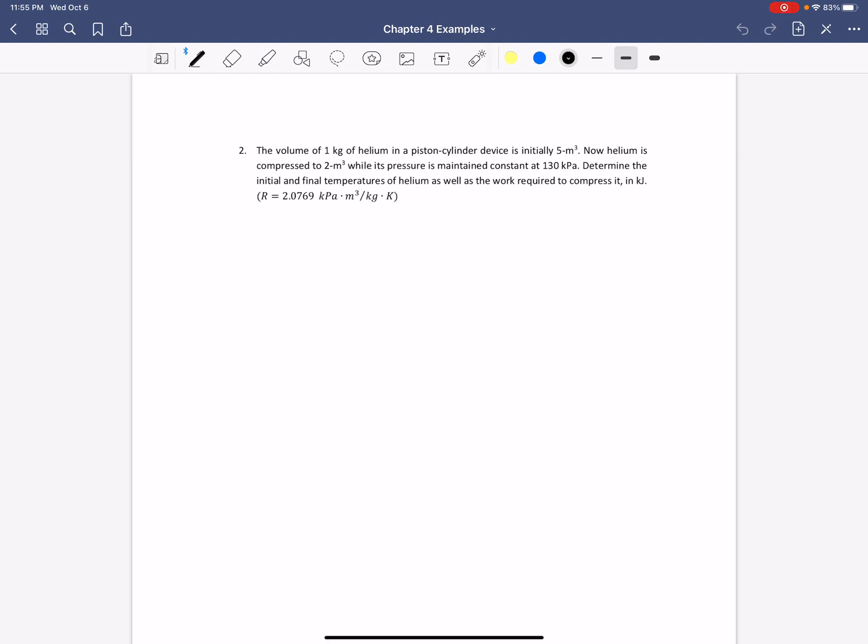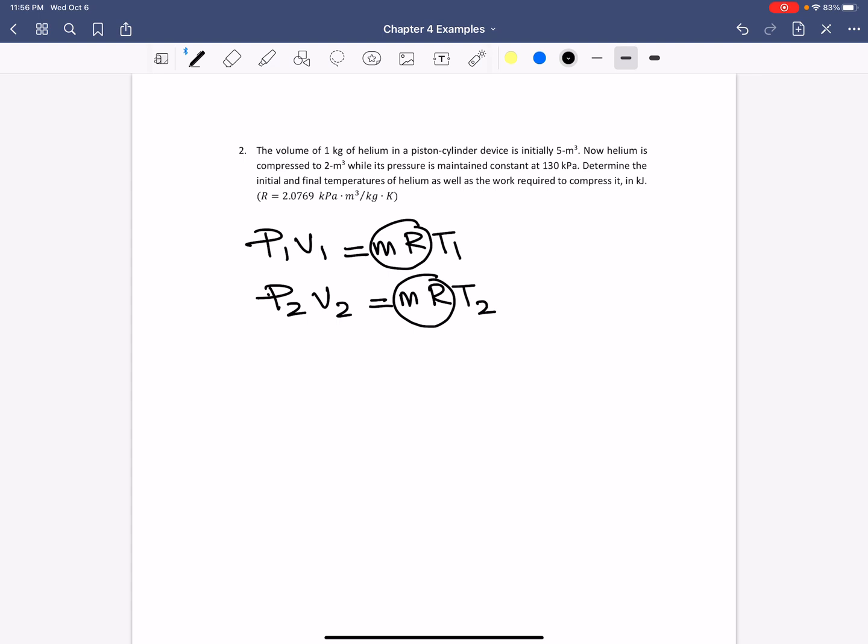And if you remember, you can write the ideal gas equation for the first and the second state of the same system. So we can say P1V1 is equal to MRT1. And we can also say P2V2 is equal to MRT2. Well, here it's a closed system, so the MR terms will stay the same. And if you solve both equations for MR, that means they are equal to each other.